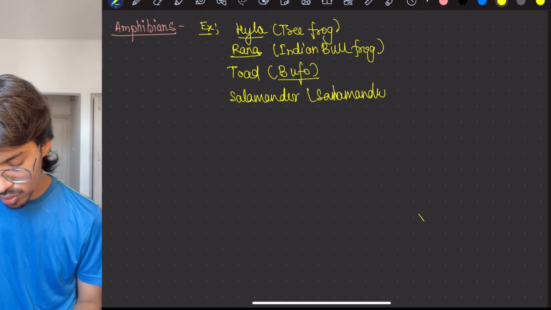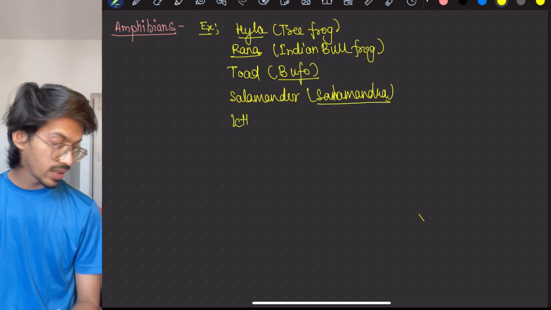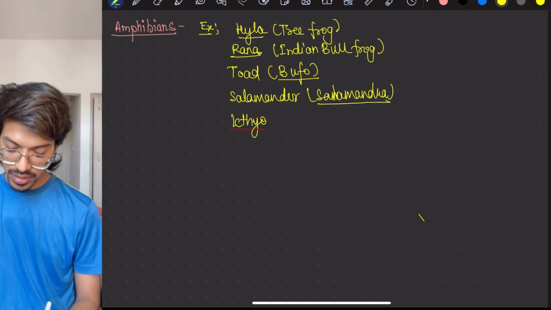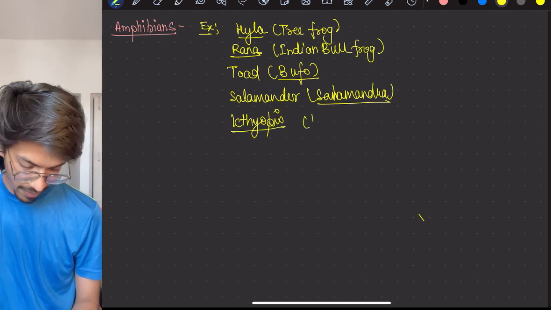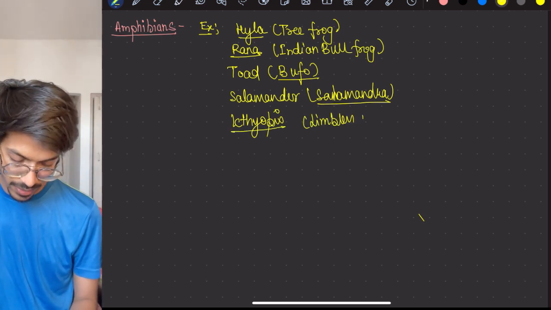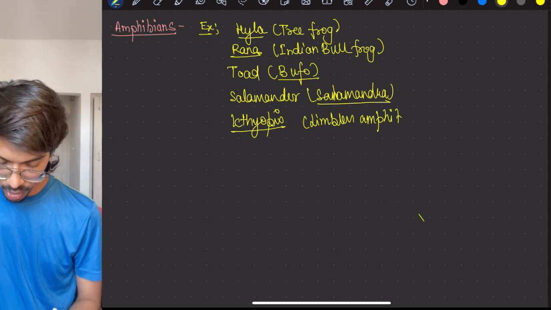Then we have Ichthyophis. So Ichthyophis is important. Why? Because this is coming in the evolution also. These are what? Limbless amphibians. No limb is present in it. So it becomes an important one.